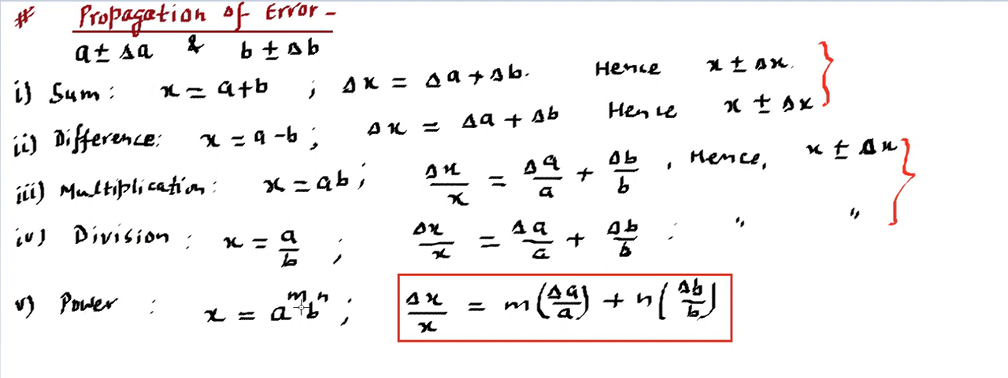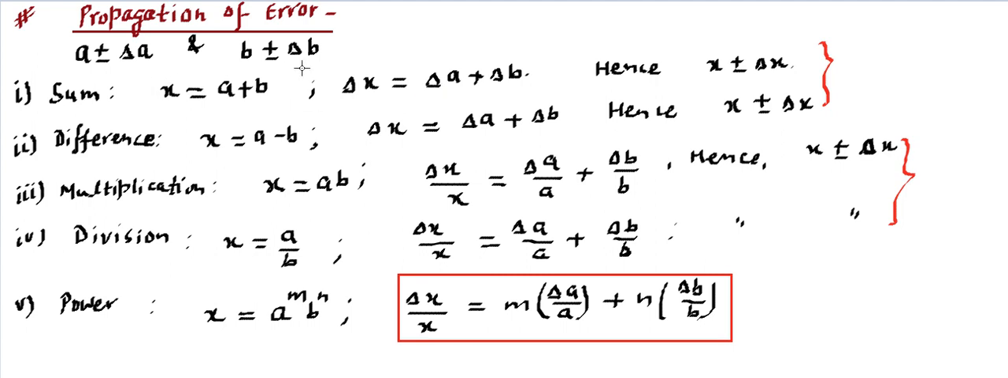Now this m and n can be any number, they can be positive, they can be negative, that means b can be in the denominator, a can be in the denominator, whatever it be. Whatever m is, you just write m over here, whatever n is, you just write n over here, put the plus sign in between, write delta a by a, delta b by b, then you can represent your answer as x plus minus delta x. So this is for the power expression, this is for division, this is for multiplication, this is for subtraction, this is for summation. This is how the errors propagate.